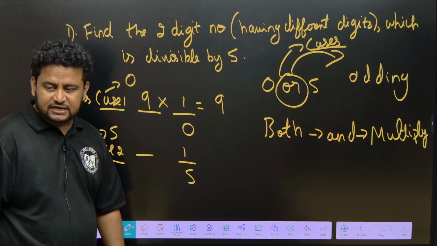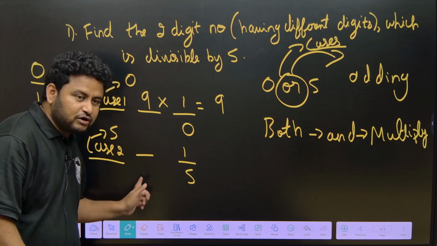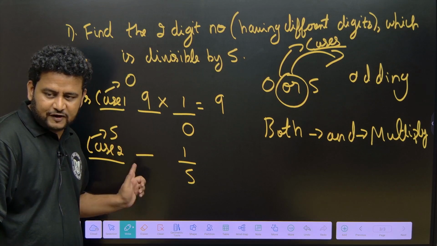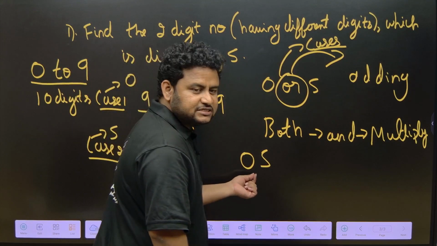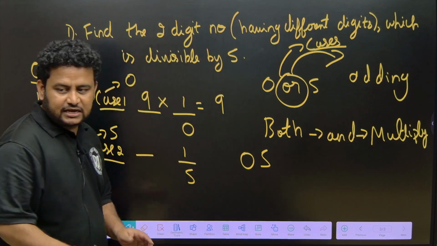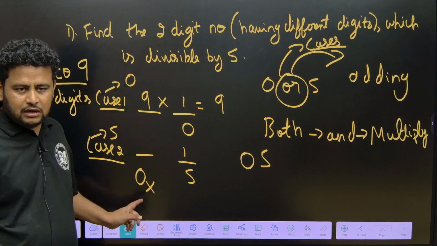Remaining how many digits are there? 9 digits are there. But out of that, understand, focus here. I cannot write 0 here. If I write 0 here, what will I get? I will get 05. 05 is a single digit number. If I write 0 here, it will not become a double digit number. I cannot write 0 here.